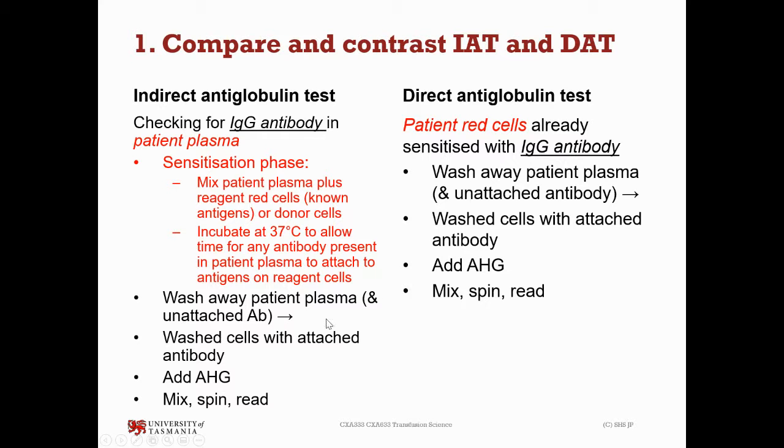So we have our sensitized cells, we wash away any patient plasma that remains that may have unattached antibody in it. So we do that for both cases, for the indirect and the direct. And then we add AHG, our anti-human globulin, to both. And then we mix it, centrifuge it, and read and look for agglutination. Okay, so the red is what is different and the black is the same.